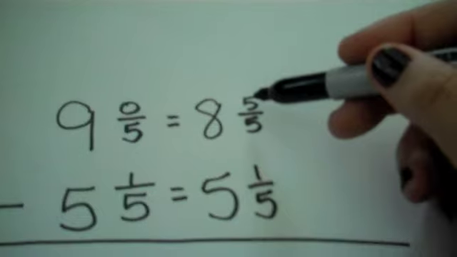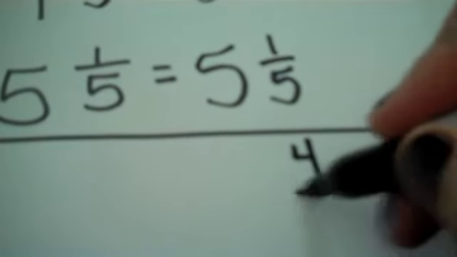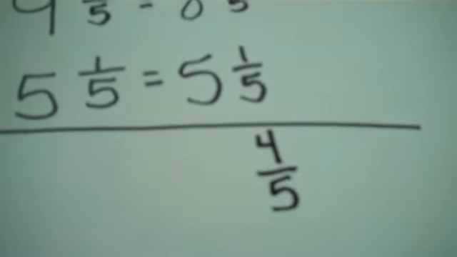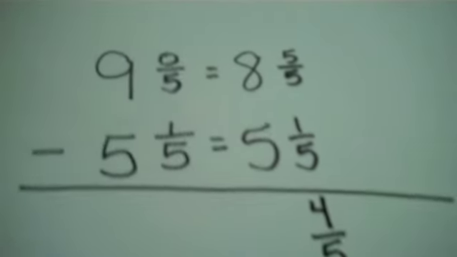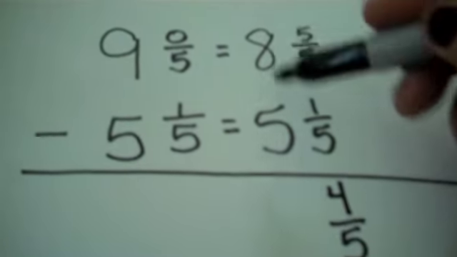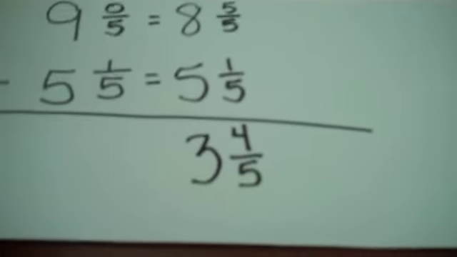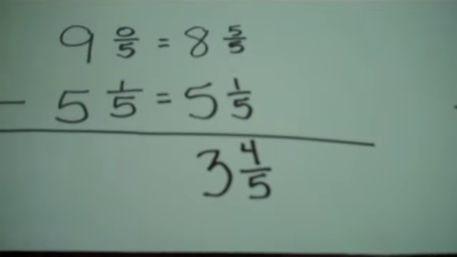So we're going to start here. 5 minus 1 is 4. Again, the denominator will stay the same. That doesn't have to change. Same number of pieces still in our pie. And then I'm going to come back up here and do 8 minus 5, which is 3. My final answer is going to be 3 4/5.